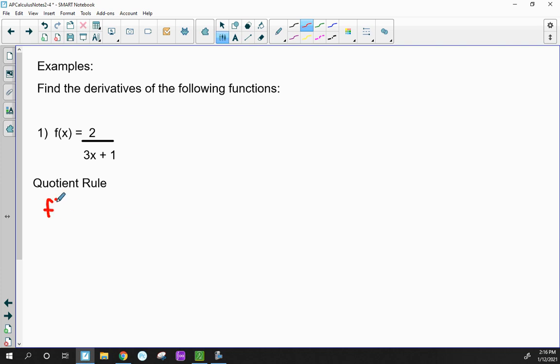The rule for the quotient rule for finding a derivative is going to be a quotient. Remember from the last section, I always go to the bottom, the denominator first, and I square it.